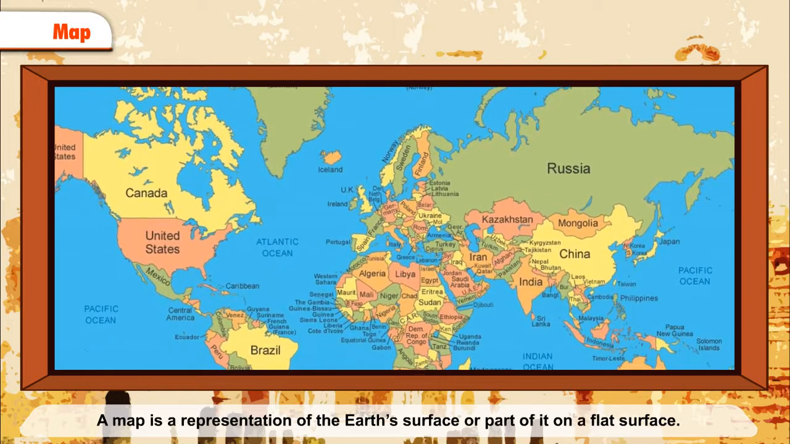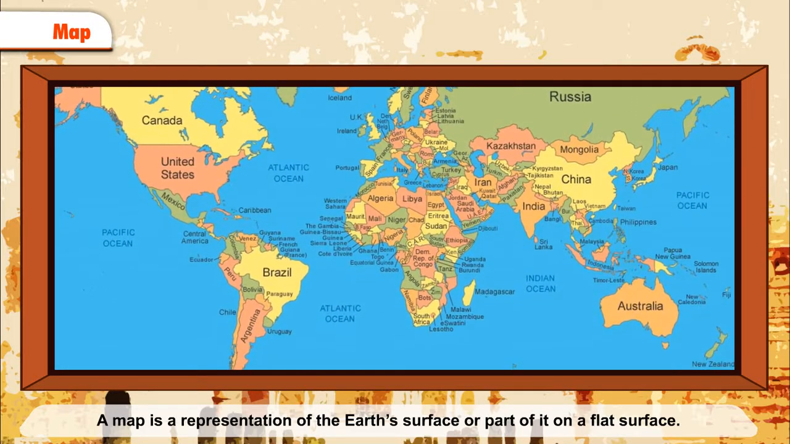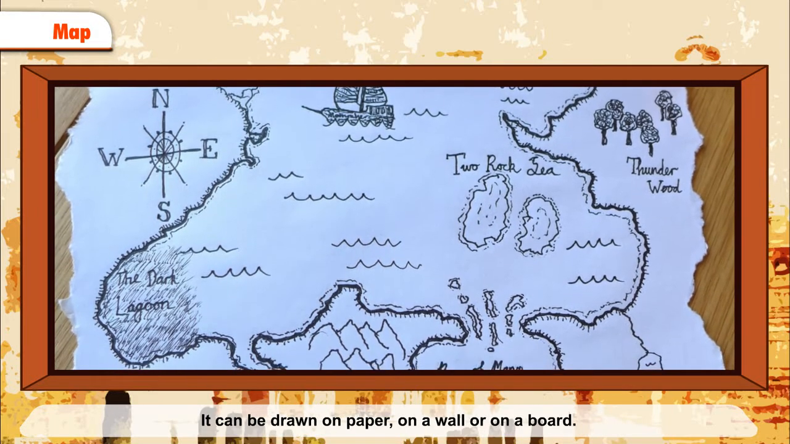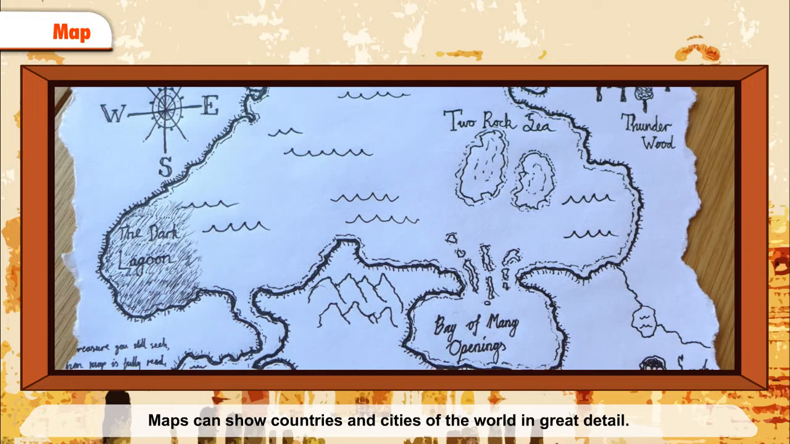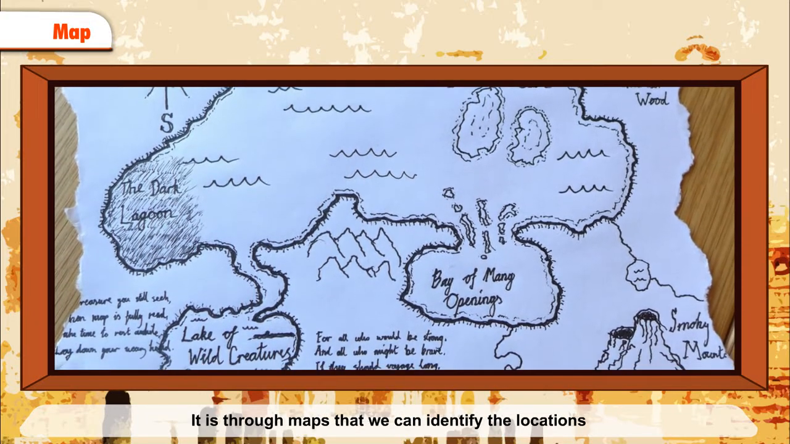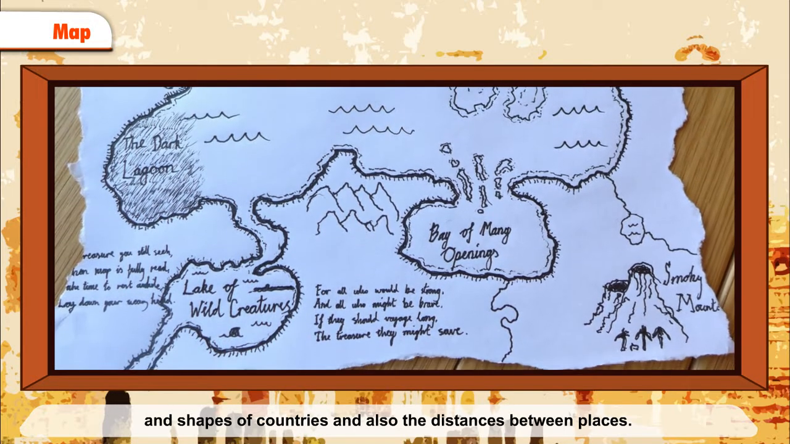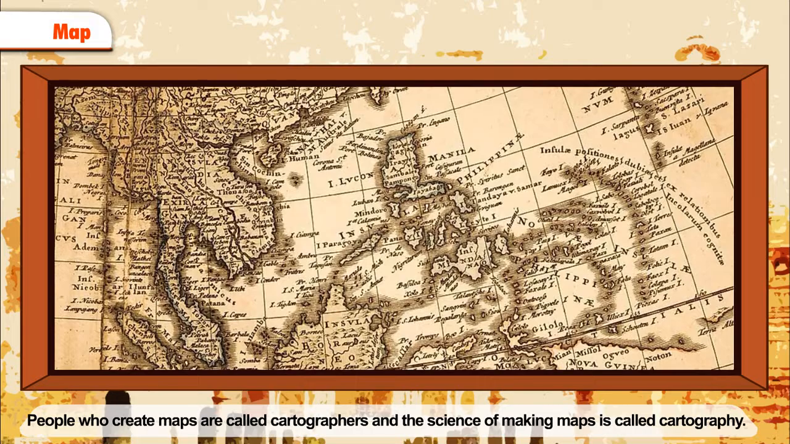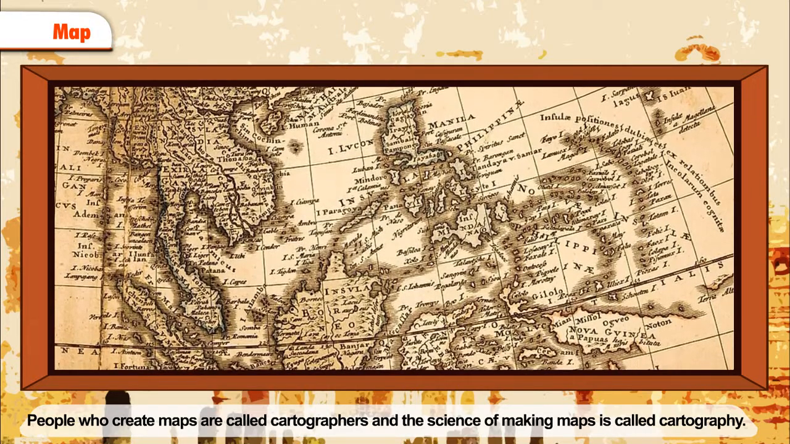Maps. A map is a representation of the Earth's surface or part of it on a flat surface. It can be drawn on paper, on a wall or on a board. Maps can show countries and cities of the world in great detail. It is through maps that we can identify the locations and shapes of countries and also the distances between places. People who create maps are called cartographers, and the science of making maps is called cartography.